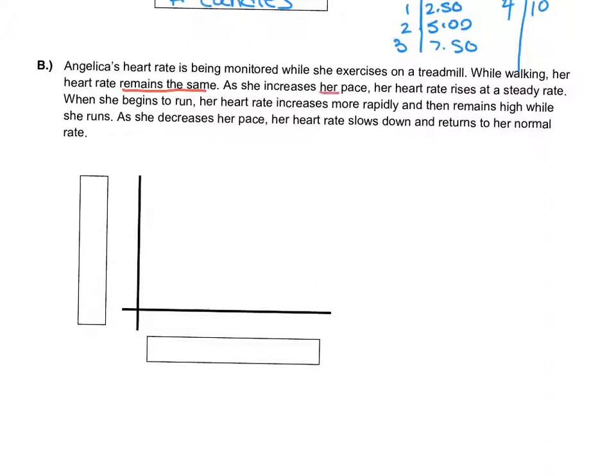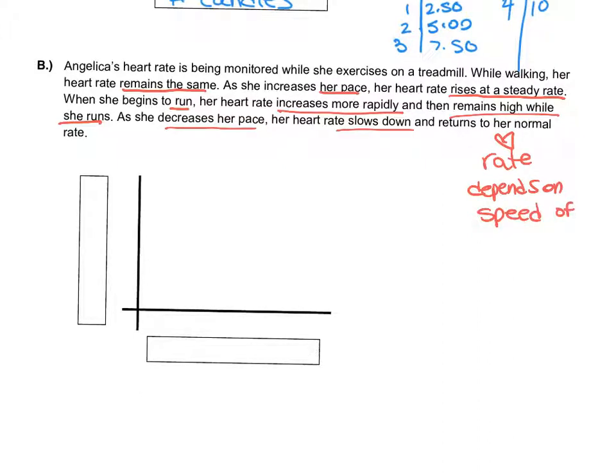As she increases her pace, her heart rate rises at a steady rate. When she begins to run, her heart rate increases more rapidly and then remains high while she runs. She decreases her pace and her heart rate slows down and returns to normal. So the rate of her heart depends on the speed of her walking or running.